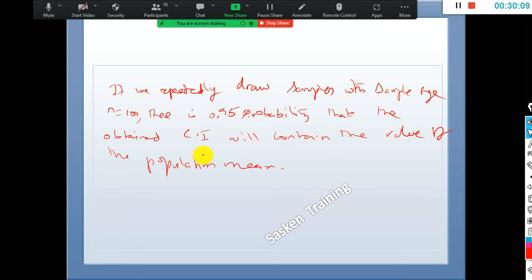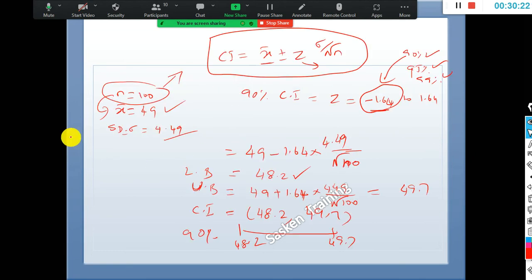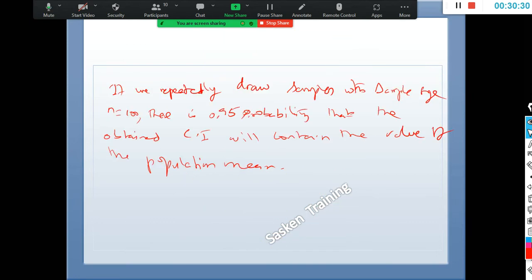So now the question is, sample to sample, the mean will vary. So how can you say, with this one sample, you obtain the confidence interval like 48.2 and 49.7. So the population mean, the true mean, can fall anywhere between these two. That is what we have obtained. How can you generalize something?